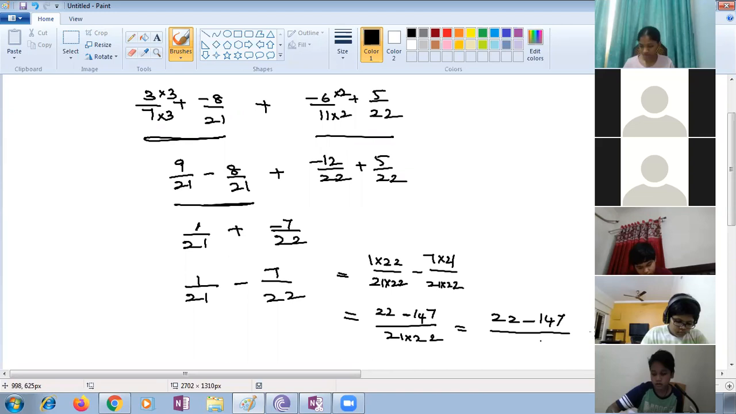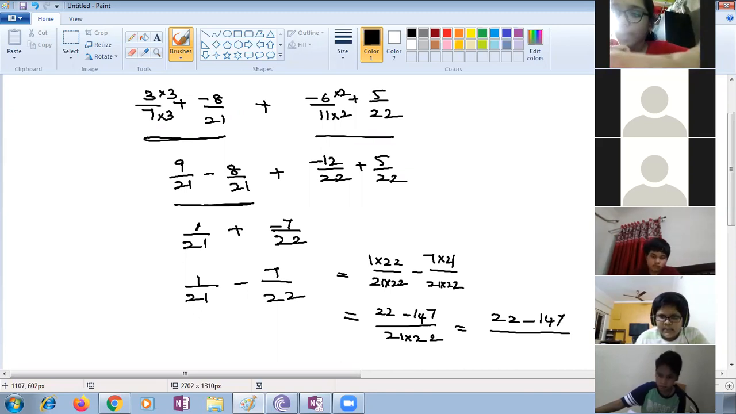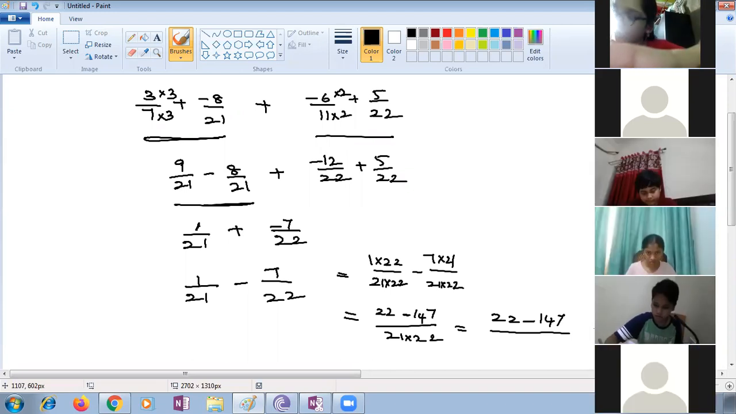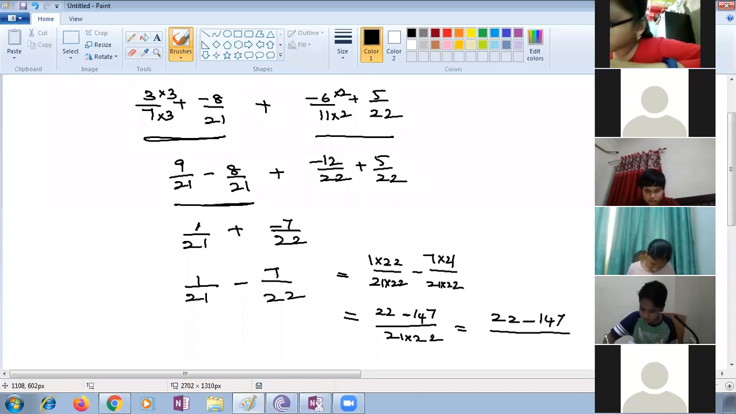And 22 into 21? Come on, quick answers, I want. Who will give the first response? Ma'am, minus 125. The denominator you also have to give. Who will give the complete answer first? I'm checking. Abhinav, come on, quick. Ayush. Right, Bhavya, please.